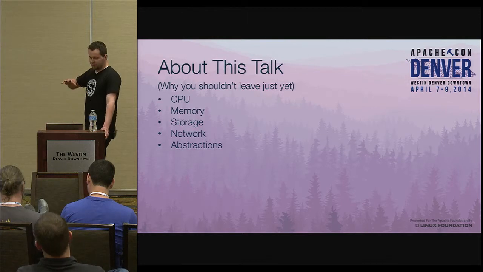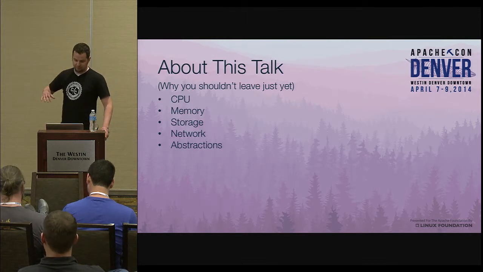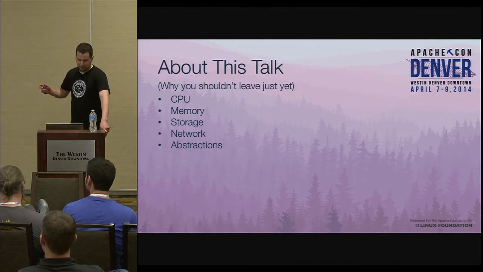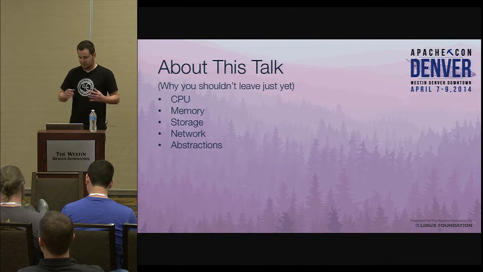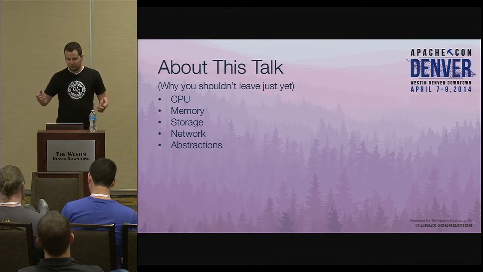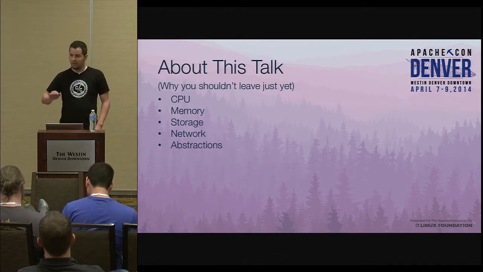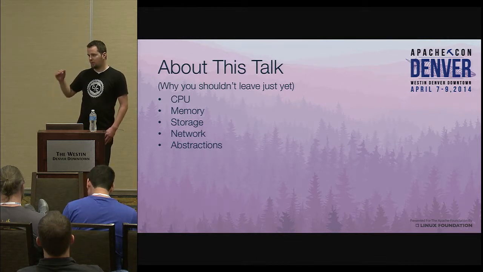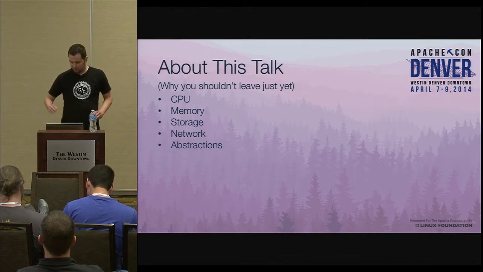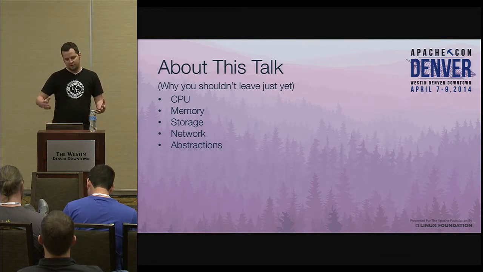And so if that previous slide didn't convince you that you should stay here, hopefully this one will. What I'm going to talk about in here is things like CPU, memory, storage, network, some of the abstractions, and just how ATS works internally. I'm going to go at an intermediate level. I'm not going to dive real deep. I want to get an overview of things, but a little bit deeper than just talking about caching.